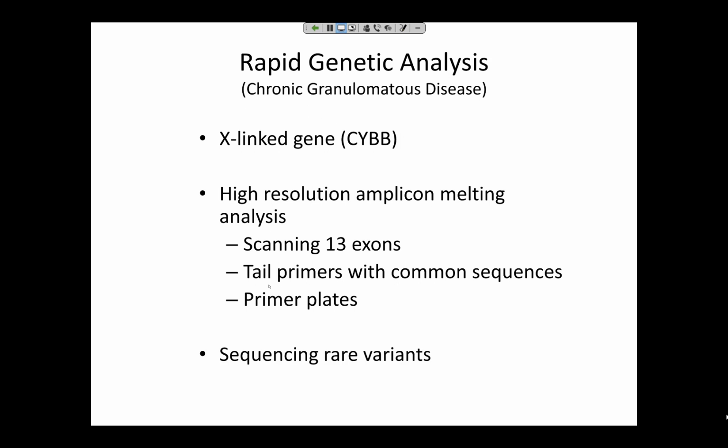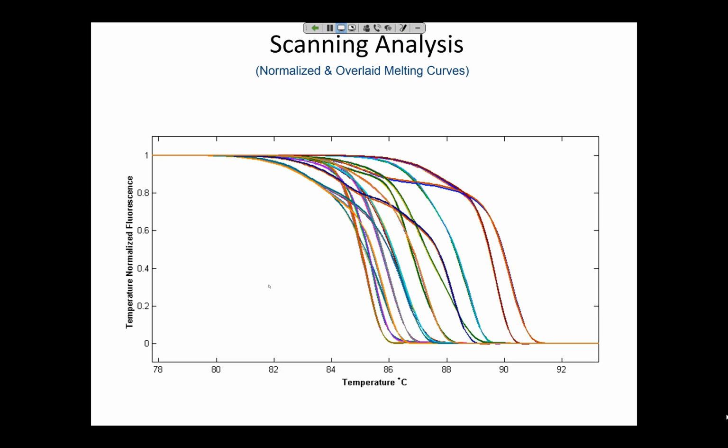And in the end, we do sequence rare variants when they occur. So here's what the melting analysis looks like after you normalize all of the different plots. They're melting from around 85 degrees C up to about 91 degrees C. And there are actually 13 curves there. You'll notice that some are multiple domains, other are single domains, as you might expect. The base pair size here is probably about 100 to about 350 or so. And when you look at them one by one, or you can write automated protocols to look at the exons one by one, you'll be able to identify which one of those 13 exons, if any, have a variant.